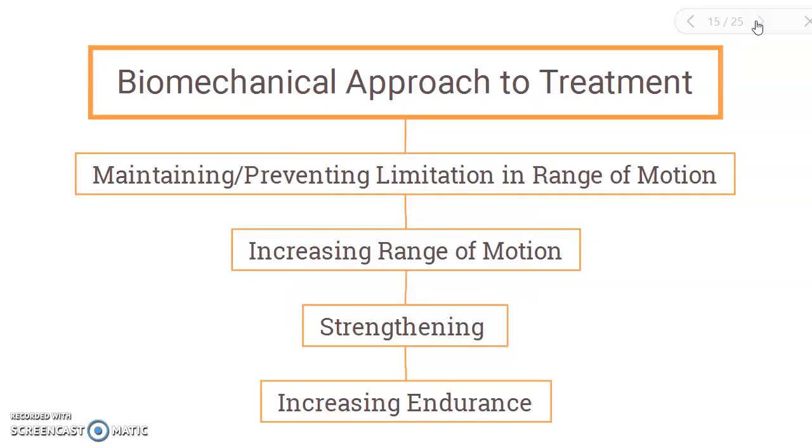The biomechanical approach to treatment, there are four main types of treatment that were mentioned. This includes maintaining, preventing limitation in range of motion, increasing the range of motion, strengthening, and increasing endurance.